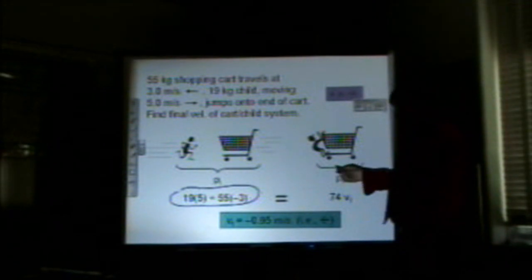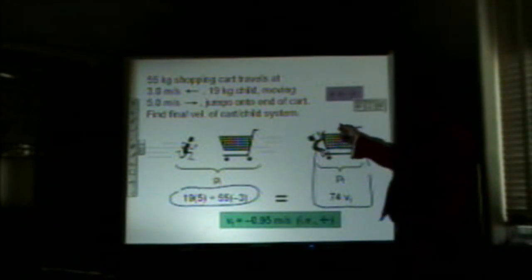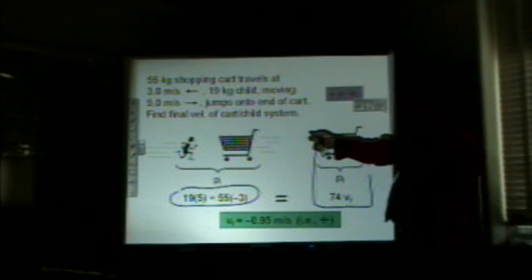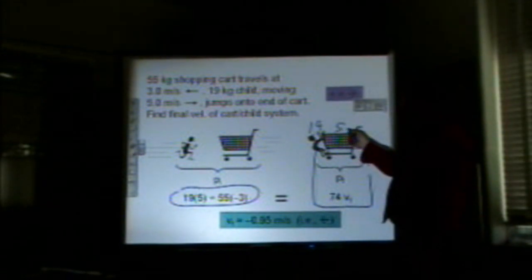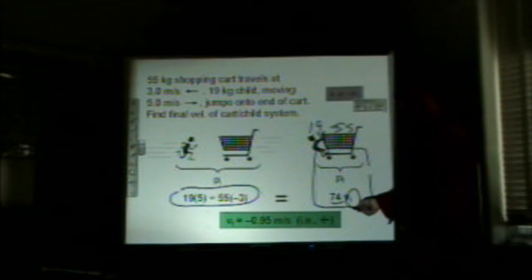We're looking for V. This is PF, which is mass times velocity of the little kid in the cart. So he's 19, and the cart's 55. 19 plus 55 is 74. We don't know the velocity.